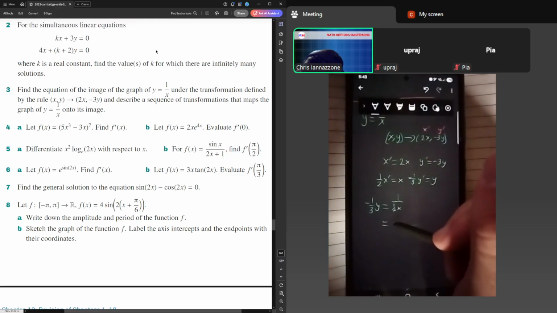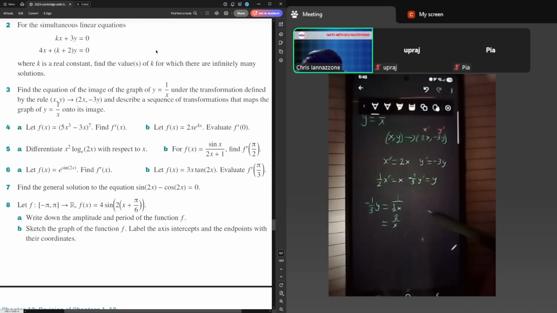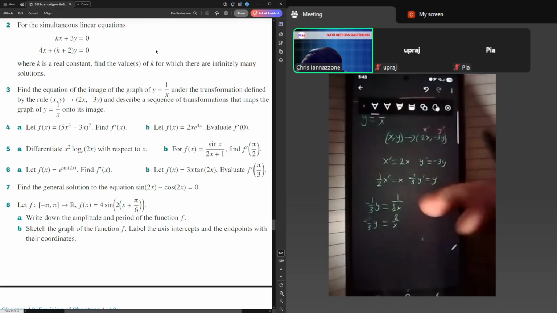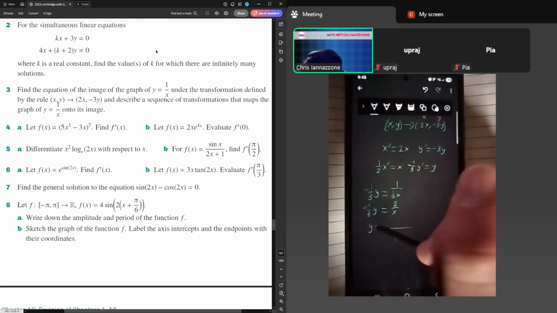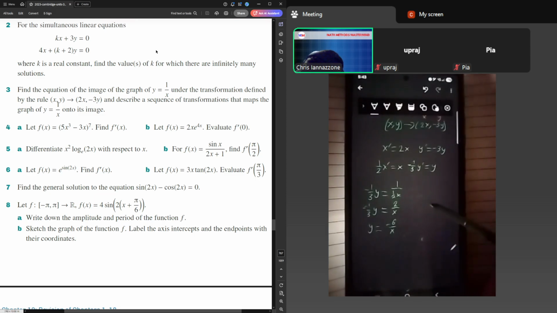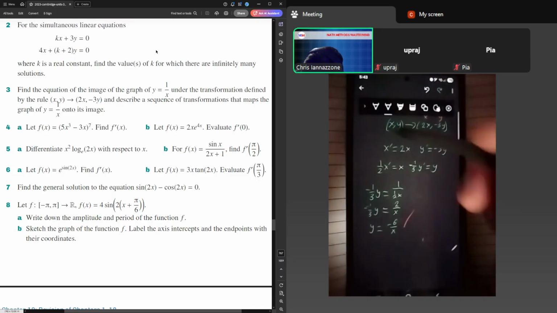1 over a half is just going to end up being 2 over x, and then, well, might as well keep this here, negative a third y, and then do it in the next line. Y equals negative 6 over x, just multiplying both sides by negative 3. So that's part one sorted.